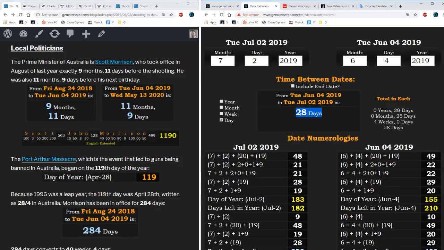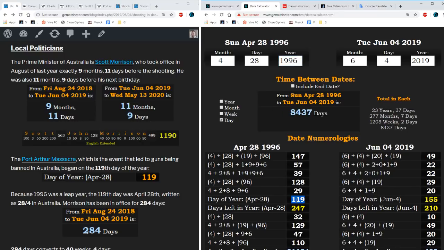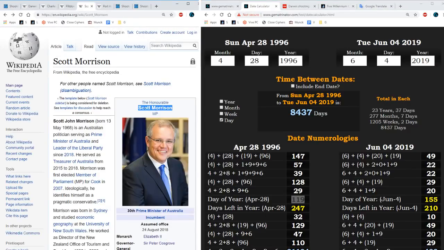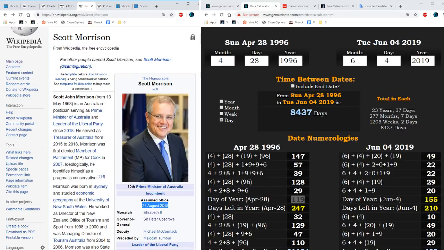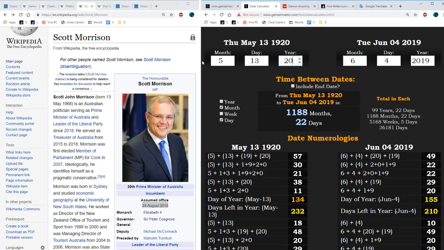And what's interesting about the Port Arthur shooting is that it began on April 28th of 1996. Because 1996 was a leap year, this was the 119th day of the year. This brings us to the Prime Minister of Australia, Scott Morrison. Look at the date that he took office, August 24th of 2018. Measuring from the date he took office to the date of the shooting was 9 months and 11 days. Furthermore, this shooting was 11 months and 9 days before his May 13th birthday.